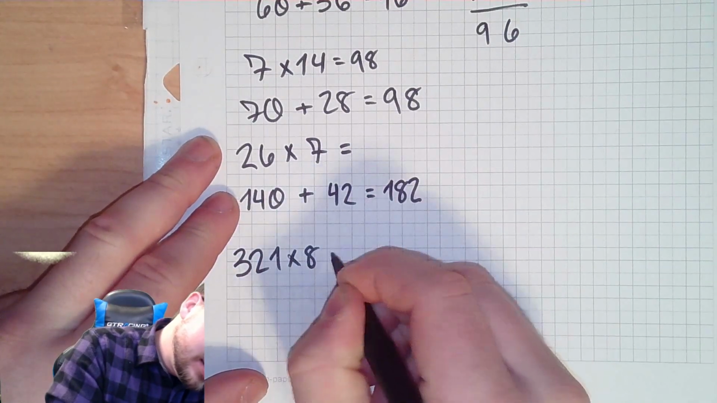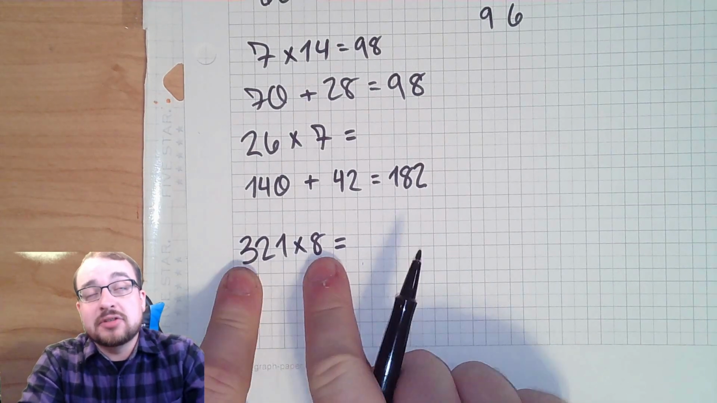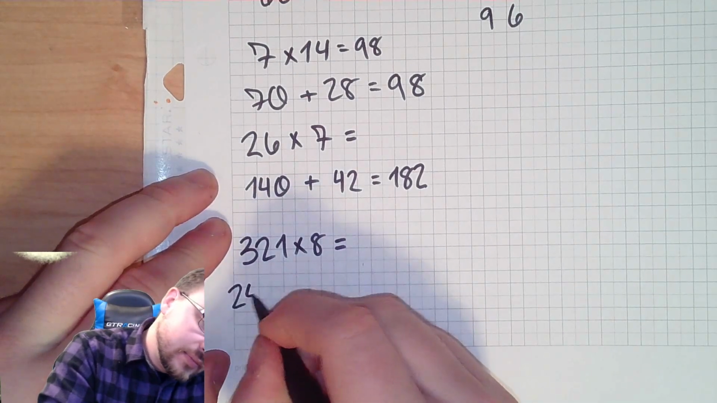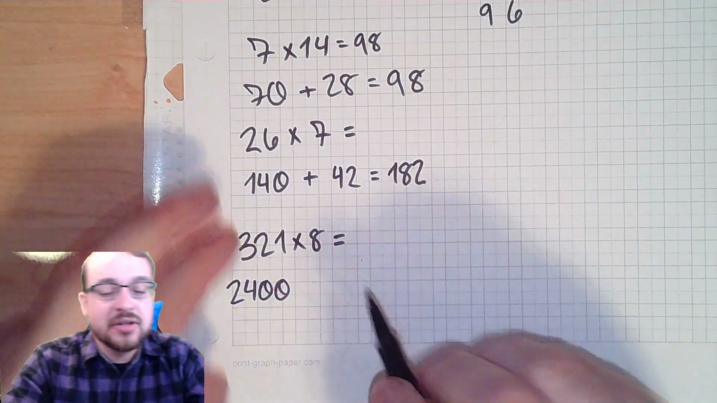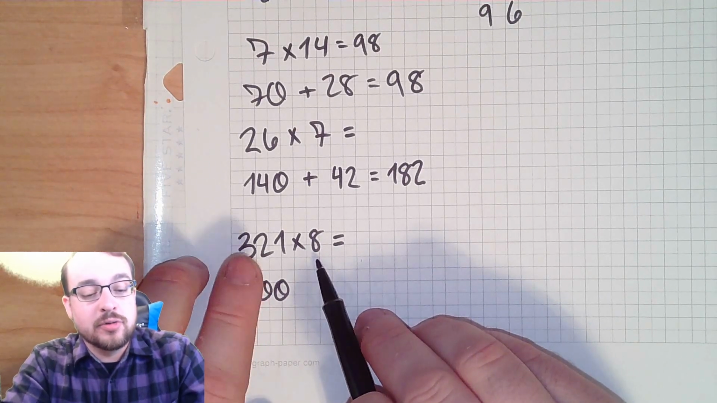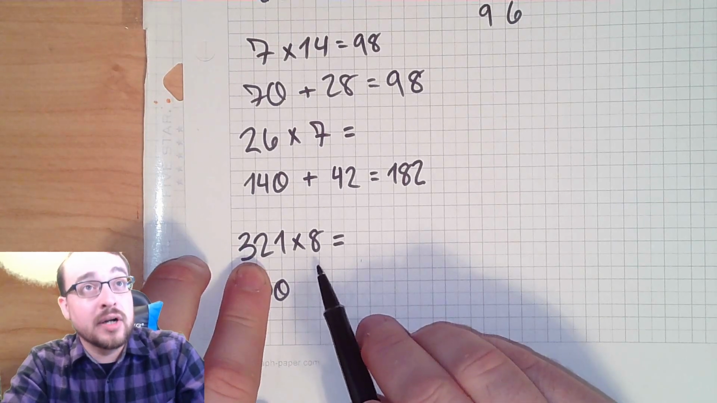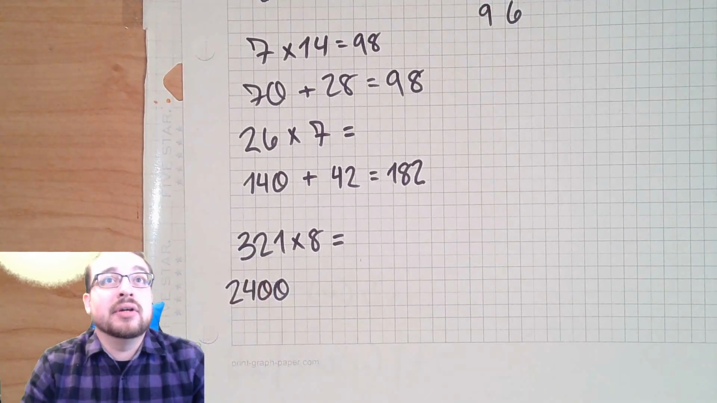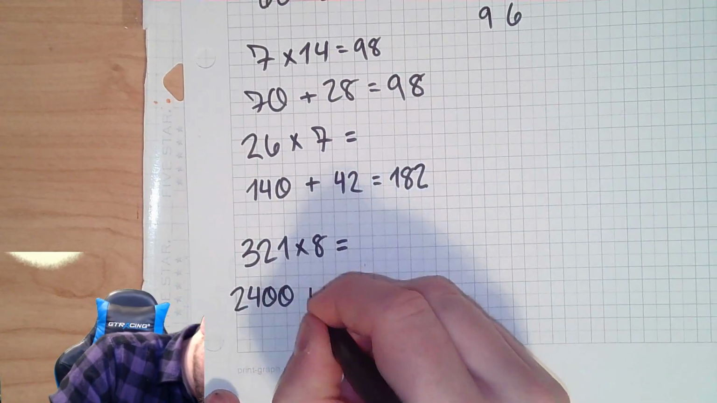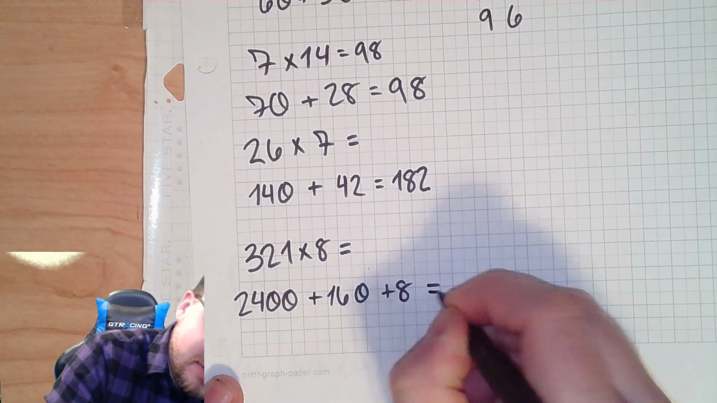321 times 8. 300 times 8. Well, 3 times 8 is 24, so 300 times 8 is 2400. Again, my logic here is 300 times 8, so 2400. And then 20 times 8 is 160. And 8 times 1 is 8.